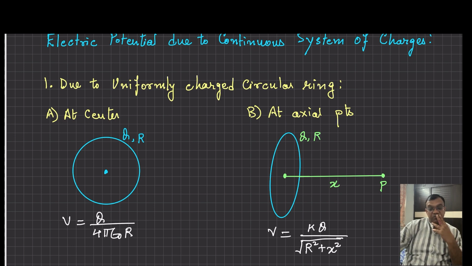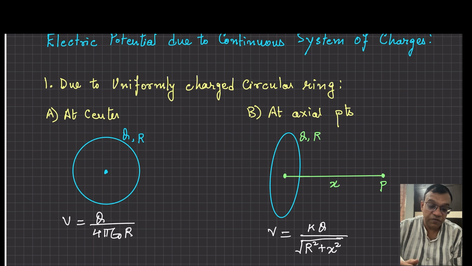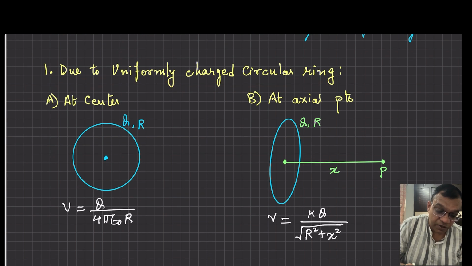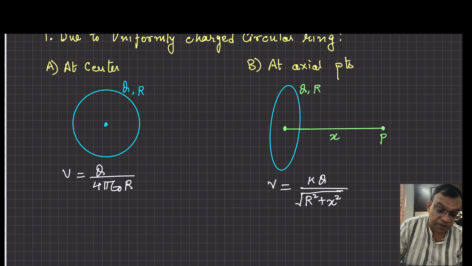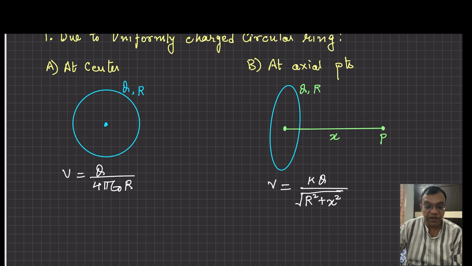Let's move to the next part, electric potential due to a continuous system of charges. There, for the electric field, we have taken the ring, the disk, the infinitely long wire, the infinite sheet, the finite length wire, and all such things. Here also we are going to consider all the common objects. The first one is a uniformly charged circular ring, with charge distributed uniformly. What is the potential at the center and at the axial point?